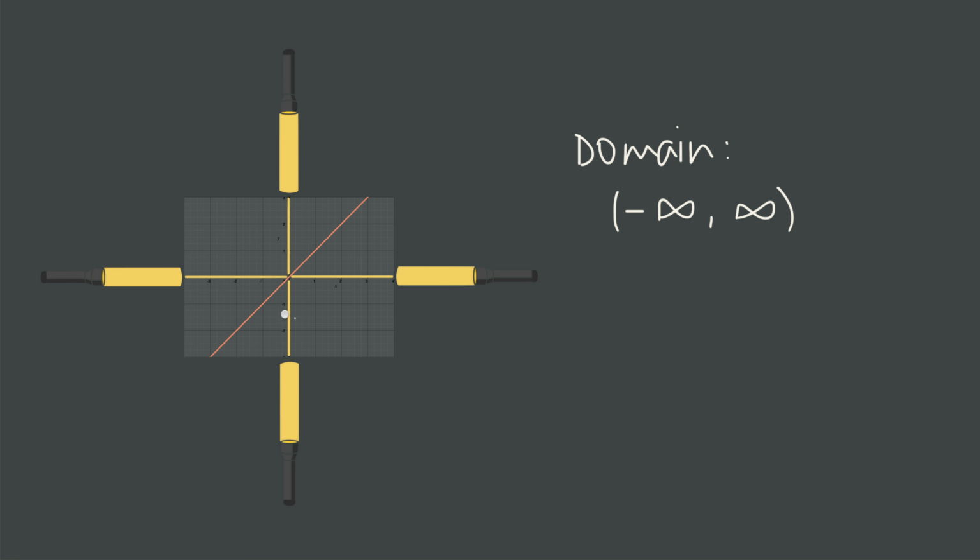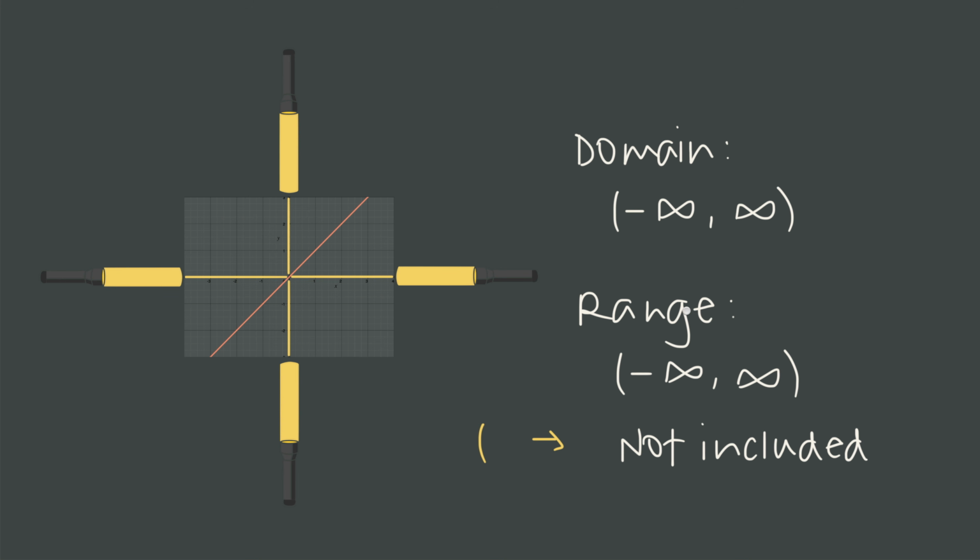And if we shine a light from the left, this lower portion of the graph is going to cast a shadow on the y-axis that's below y equals 0, below the x-axis. So because flashlights on the left and right would illuminate the entire y-axis, that means the range is also negative infinity to positive infinity. It's the entire y-axis.